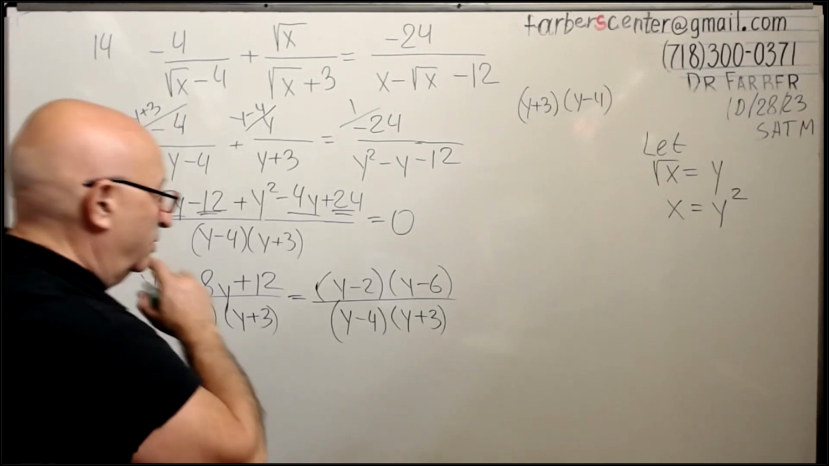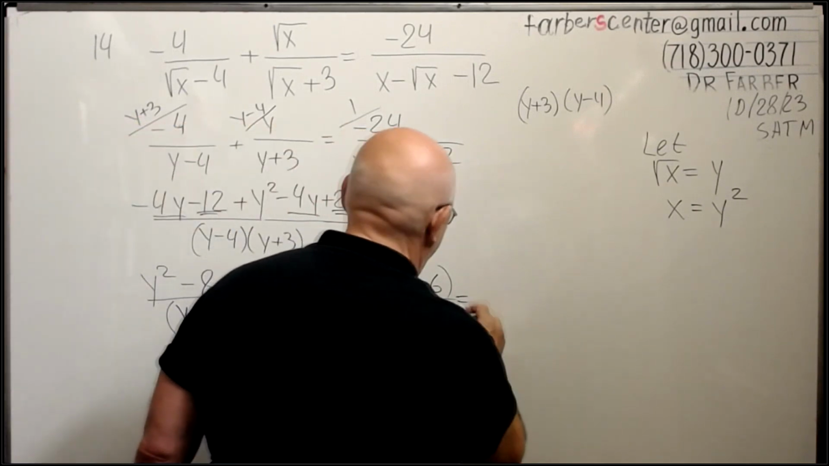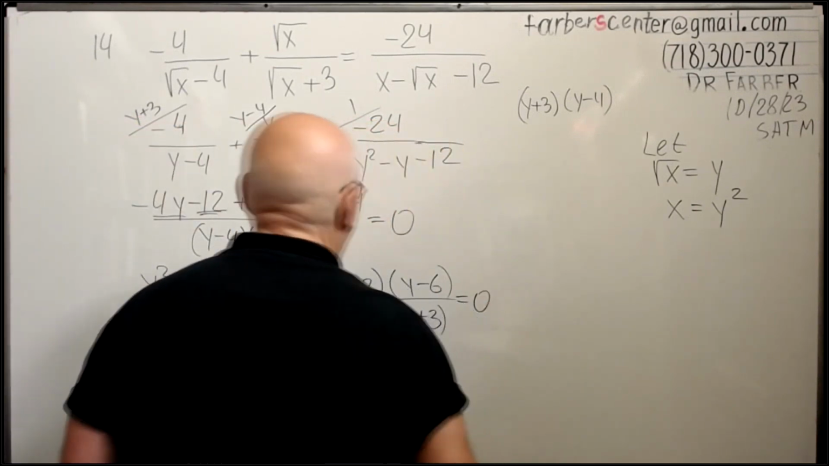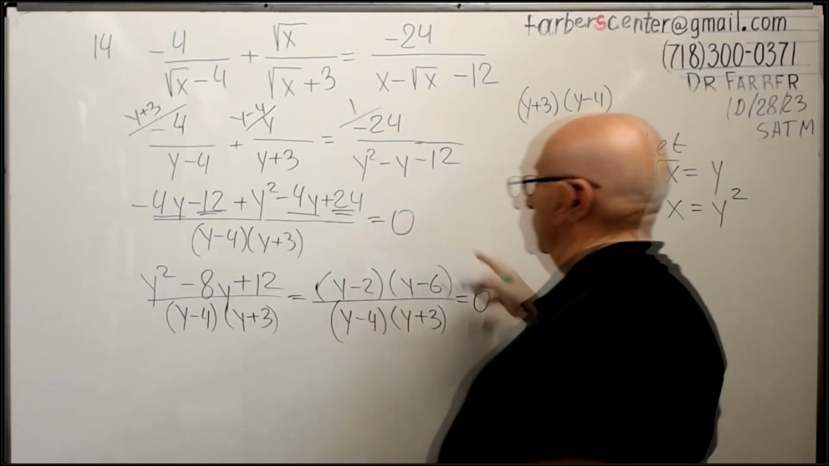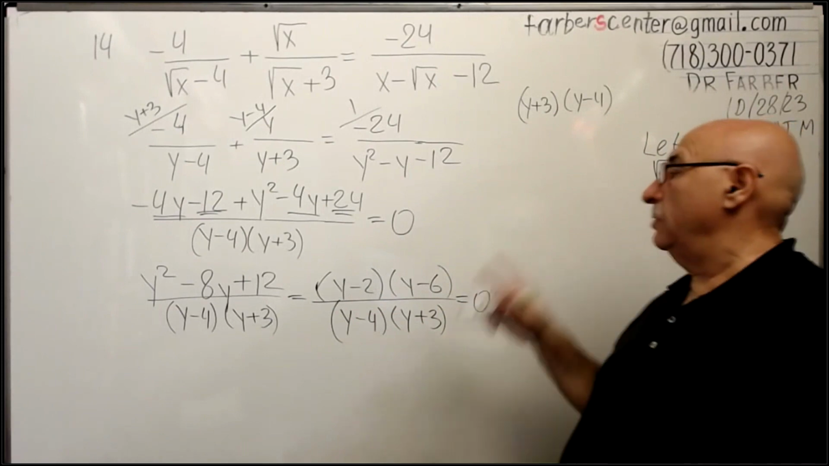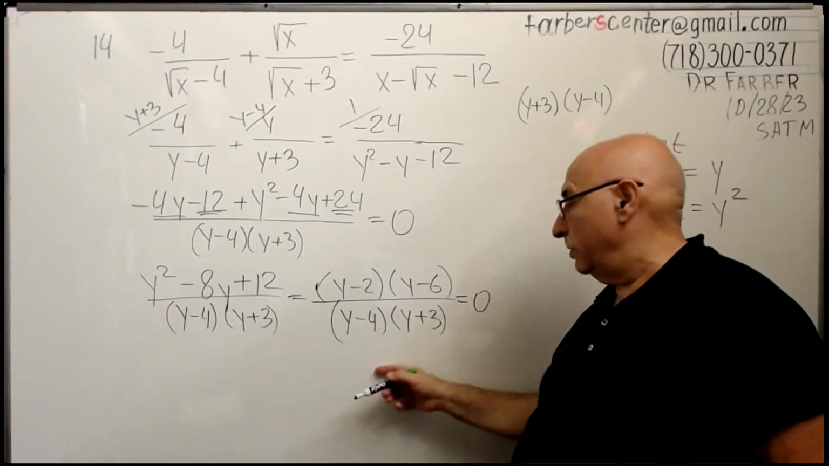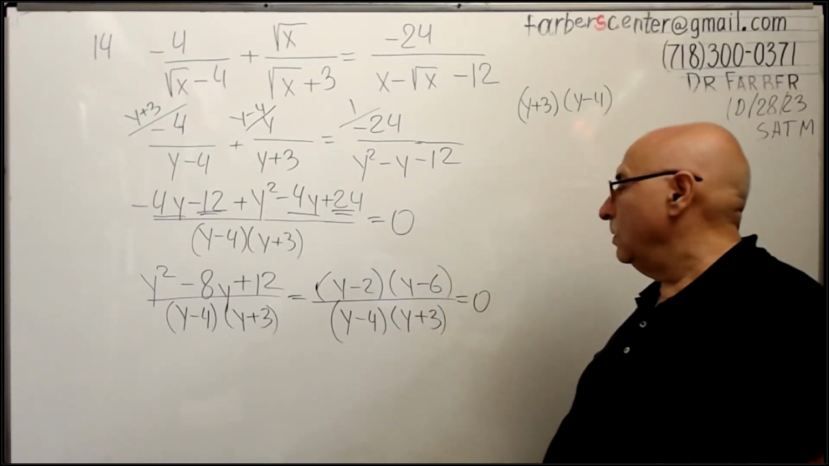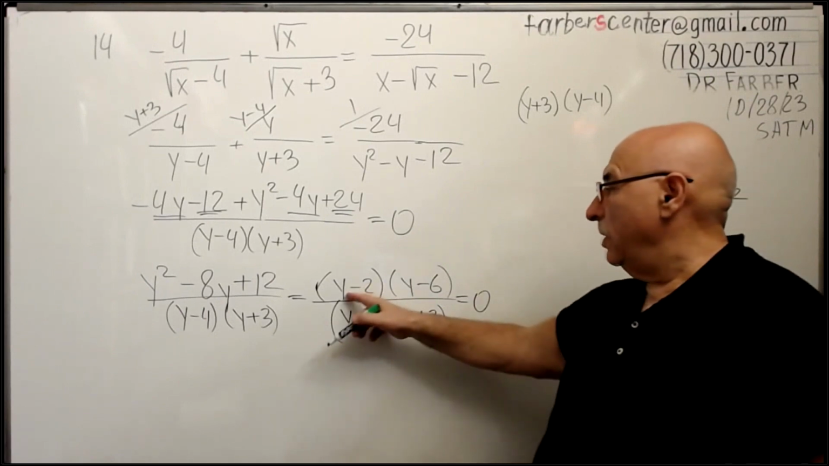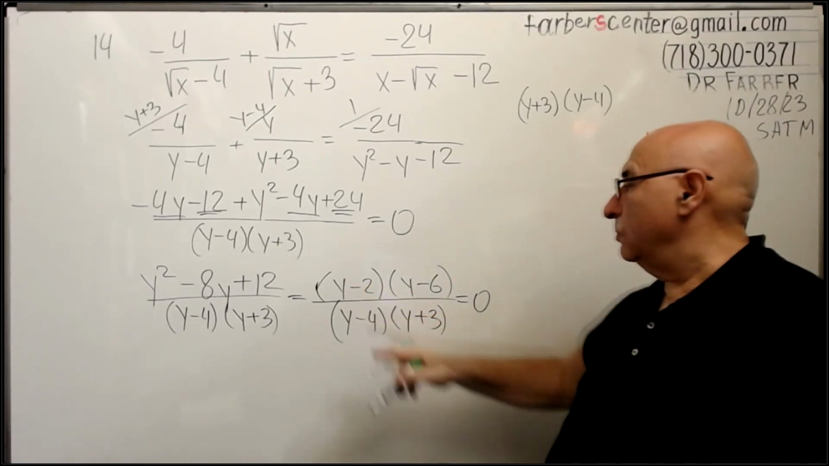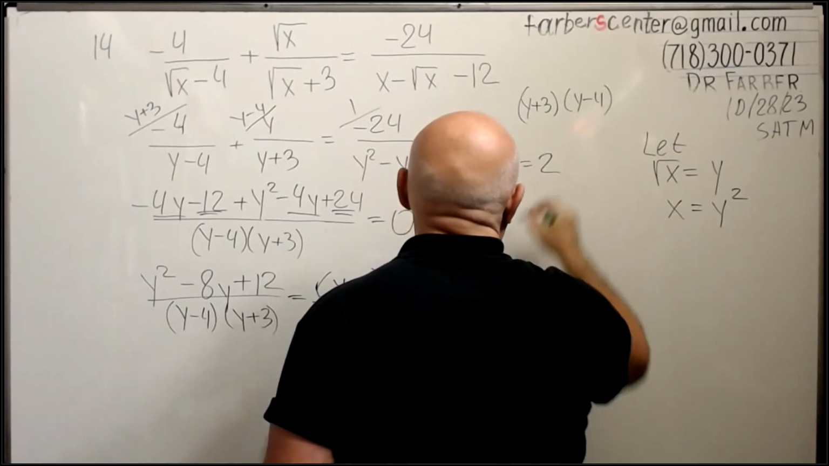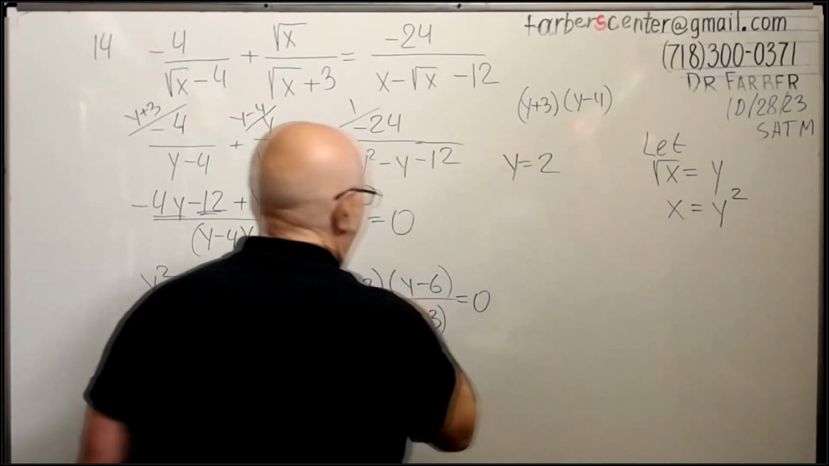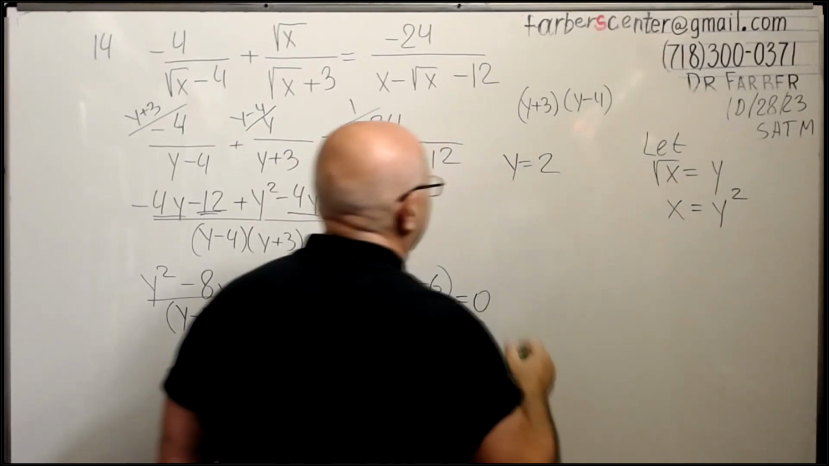When it's equal to 0, first of all, we have to make some restrictions. The denominator does not equal 0. This fraction equals 0 when the numerator equals 0, not the denominator. For the denominator, we have restrictions. Either y minus 2 equals 0, y equals 2, or y equals 6.